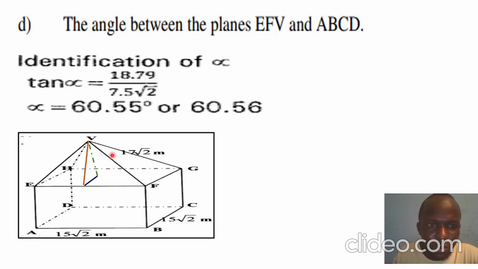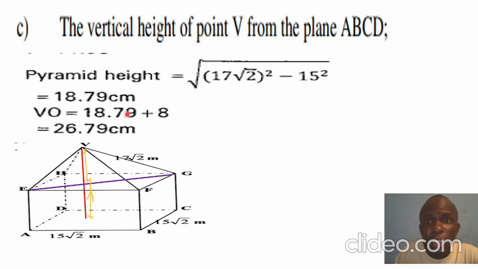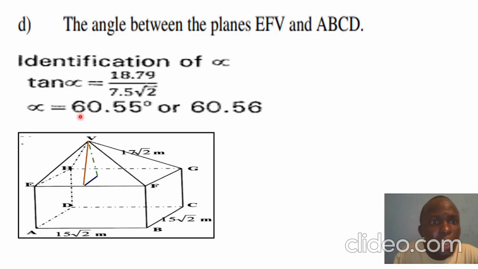But let us see how this is coming up. We have seen the height. The height has already been determined. This height here, which is 18.79 centimeters, is the same height we are going to use, the distance from there up to there. The distance from here up to here is the same as the distance from this point up to this point, and here, 15 centimeters, 15 root 2.